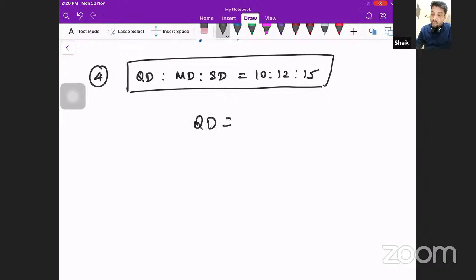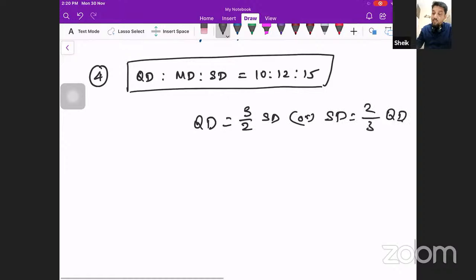QD is equal to 3 by 2 times SD, or standard deviation is equal to 2/3 of QD. Have you seen this before? Yes, of course, sir, I have seen it. Actually, from here we can derive it. Instead of remembering all the possibilities, you just remember this ratio.